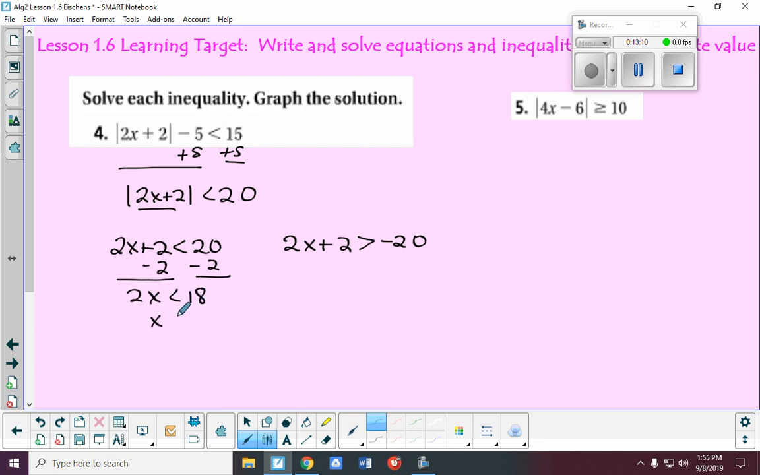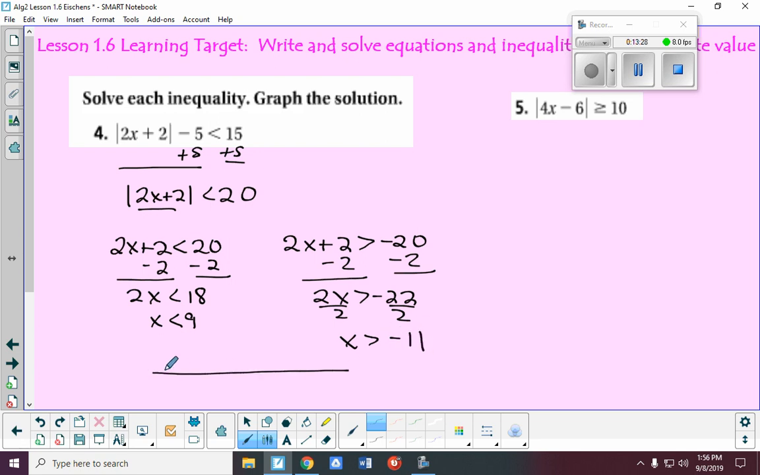Divide by 2, so x is less than 9. So that's one part of the solution. So we have 2x is greater than negative 22. Divide by 2. X is greater than negative 11. So when we graph that, negative 11 is here. 9 could be about up here.